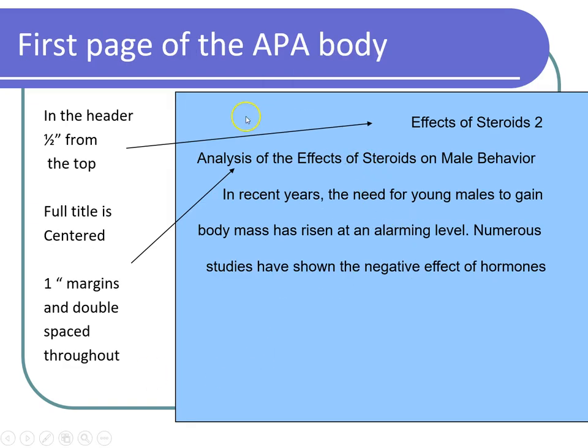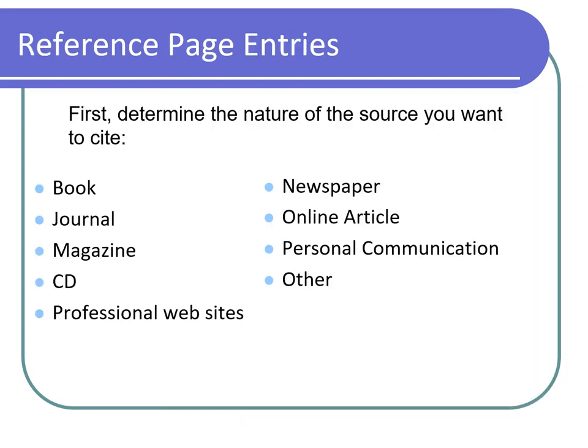And then again, on the first page of the APA body, at the top of the page, you'll have the page number, if you will, in the header area, and typically 1 inch margins on both sides. Don't make your margins too large. Okay, so keep it at the maximum 1 inch. But again, I'll show you an example.